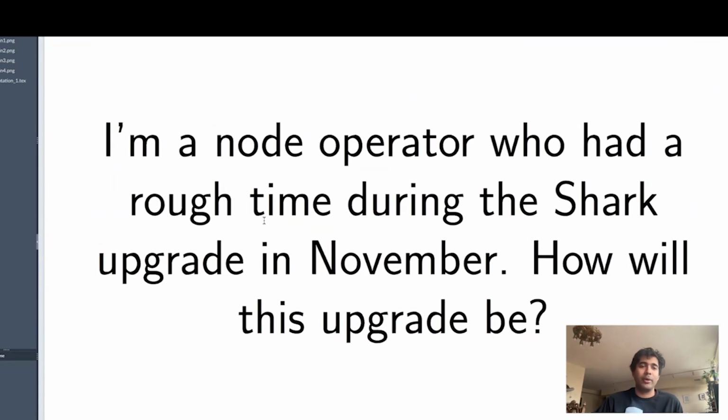This is a quick one I wanted to throw in. I'm a node operator who had a rough time during the Shark upgrade in November. How will this upgrade be? So this is really related to the upgrade day itself, or the hour when the network upgrades. Short answer, it should be totally fine.